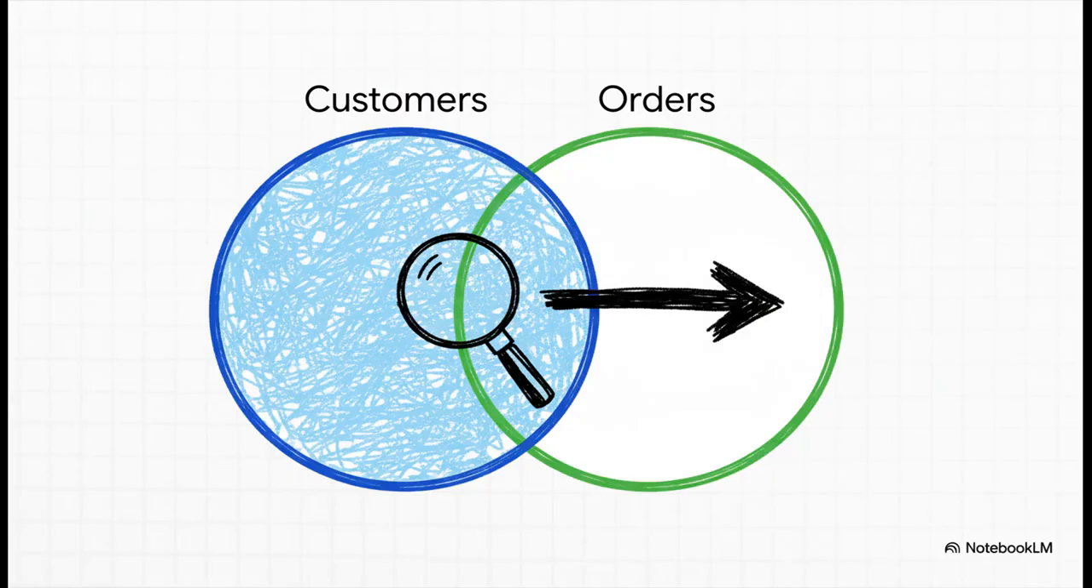All right, next up is the left join. Now this one has a totally different philosophy. It says, you know what? Give me absolutely everything from the table on the left, that's our customers table, and then just bring in any matching orders you can find from the table on the right.